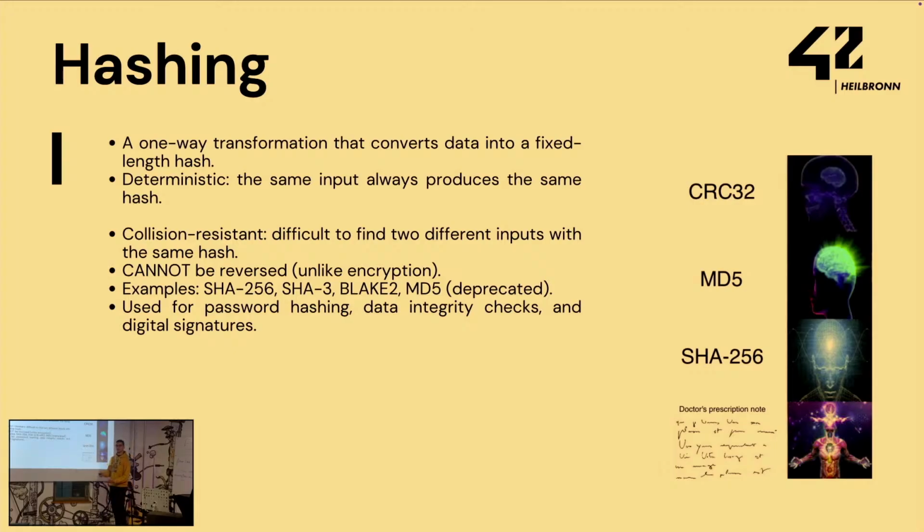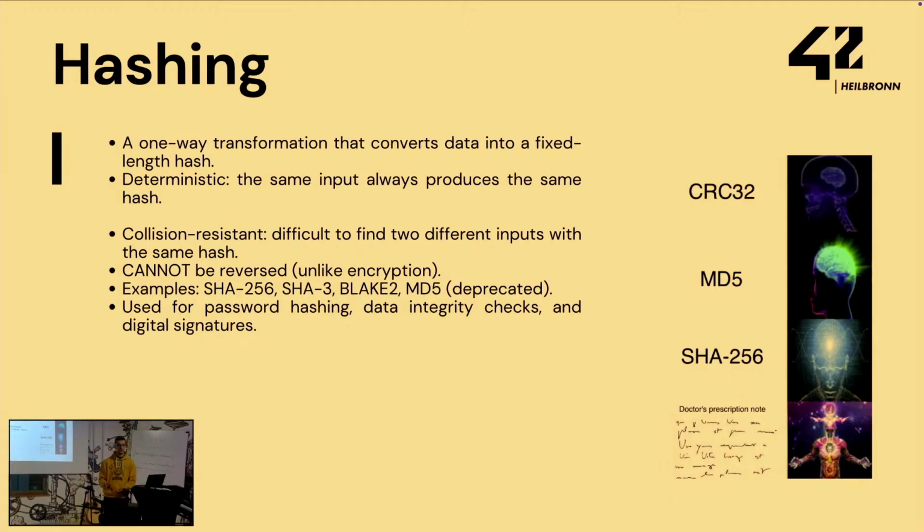I mean, broken hashing is not the same as broken encryption. Broken hashing means finding a collision. Do you guys know what a collision is when we are talking about hashing?